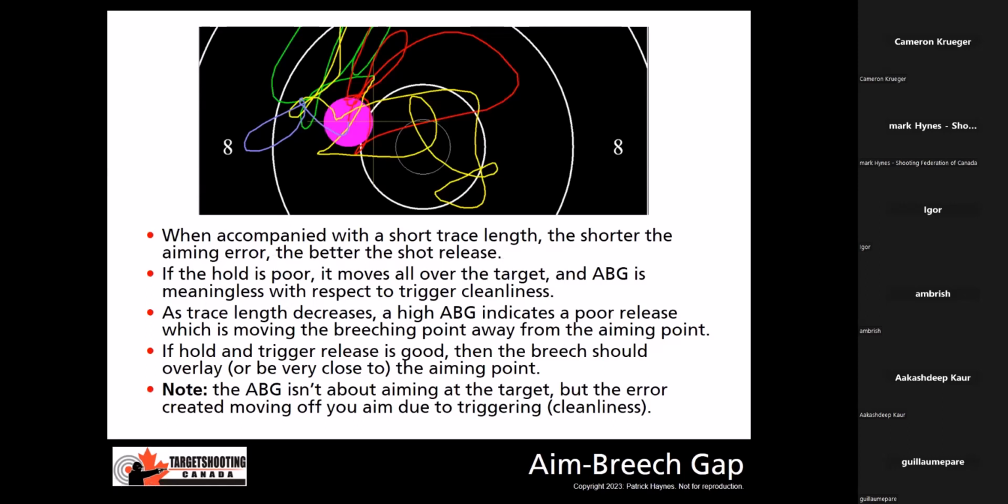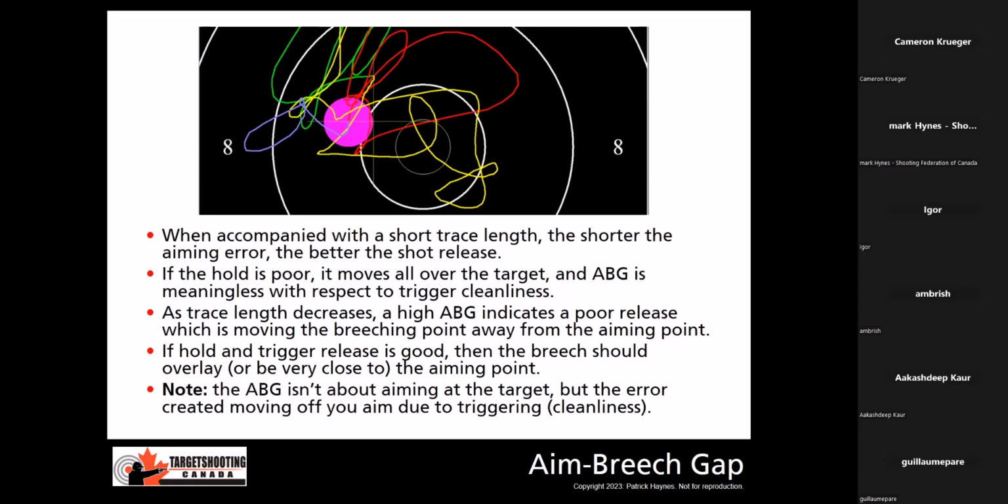So when accompanied with a short trace length, when you've got a really stable hold, the shorter the aiming error, the DA, or the aim breach gap, as I've been calling it, the better the shot release. If the hold is poor, moves all over the target, well, that aim breach gap is meaningless. As the trace length decreases, a high aim breach gap indicates a poor release, which is moving the breach point away from the target or from your aim point.